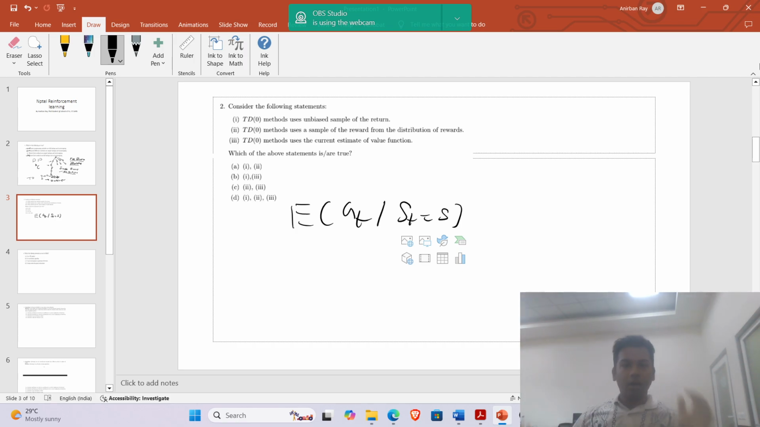So as I was saying, this is the expectation. And the point is that you cannot calculate this expectation because the return is increasing, meaning the return changes after every state. So you take a sample of the return from this expectation.